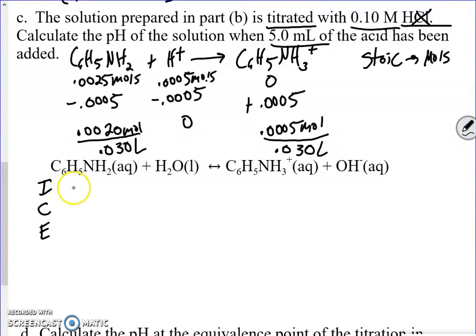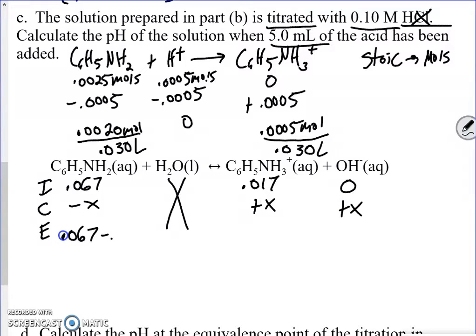Okay, and what I'm getting for those is for the base, 0.002 divided by 0.03, I'm getting 0.067 molar. And for the conjugate acid, the 0.0005 divided by 0.03, getting 0.017 molar. And again, we're assuming 0 hydroxide, and we don't care about the water. So minus x, plus x, plus x, 0.067 minus x, 0.017 plus x, and x. And again, we're looking very much like a buffer because that's essentially what we have.